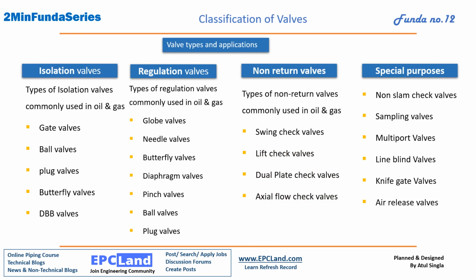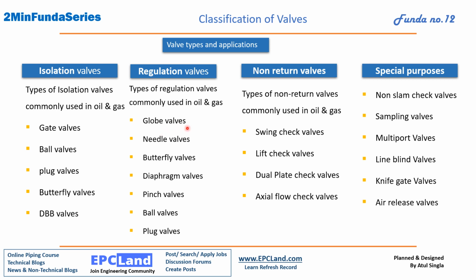If you list out all the types of valves, we can classify all the valves based on application into four categories: isolation valves, regulation valves, non-return valves, and special purpose valves. In isolation, what we are doing is isolating the flow. These are the valves which are commonly used in oil and gas, and these are the types: gate valves, ball valves, then plug valves, butterfly valves, and DBB valves.